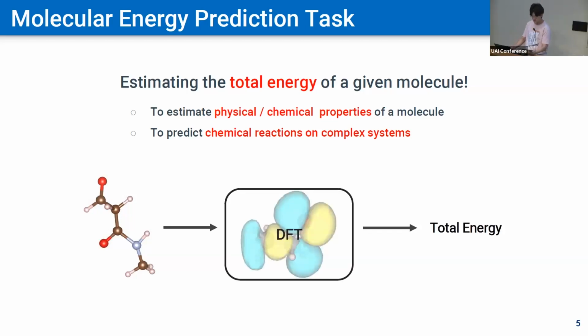Traditionally, this task was done by using a very precise quantum mechanical calculation method called the density functional theory, or the DFT calculation. However, due to its computational complexity, extending both spatial and temporal scales presents significant challenges.